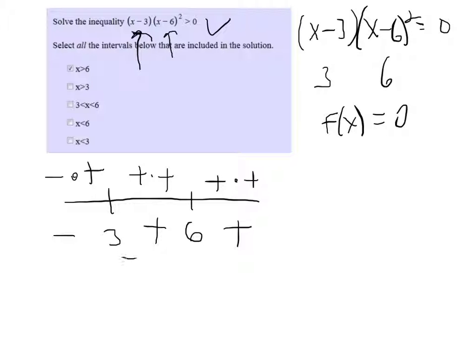So I'm seeing two intervals where it's greater than 0. Certainly I've got x greater than 6 checked. That takes care of that part. And I've got to go in between 3 and 6 for the other part.